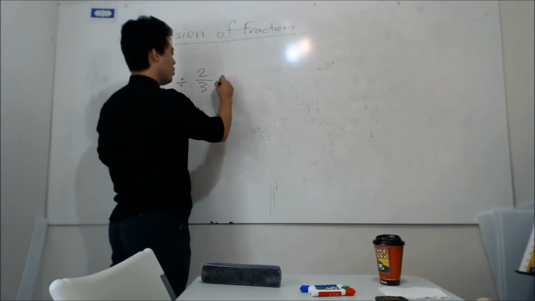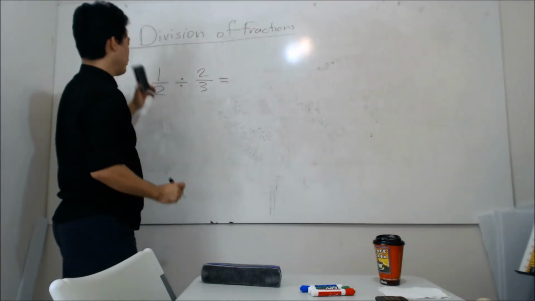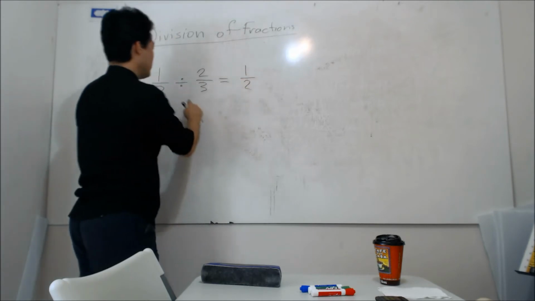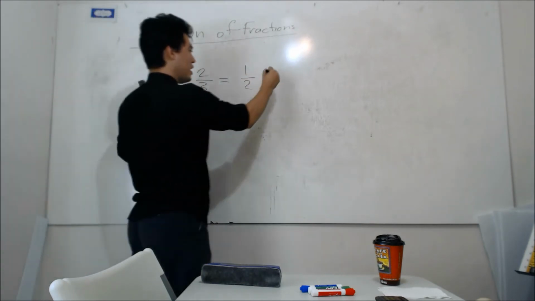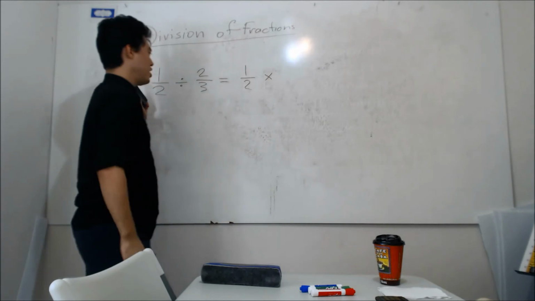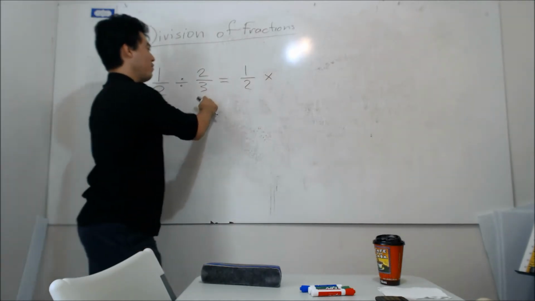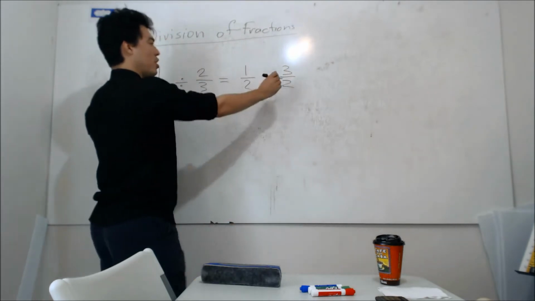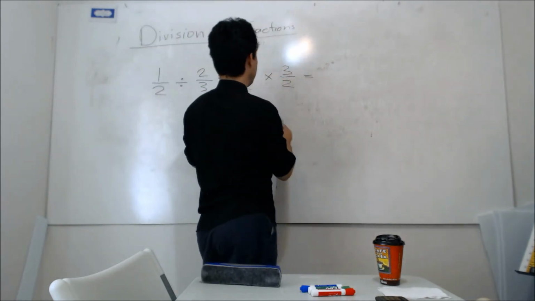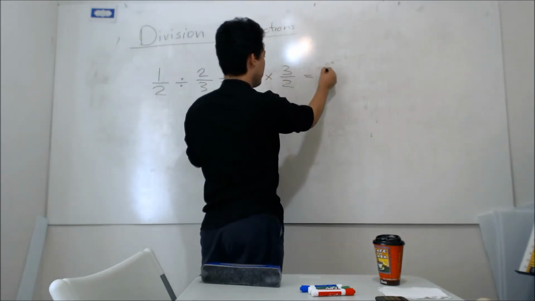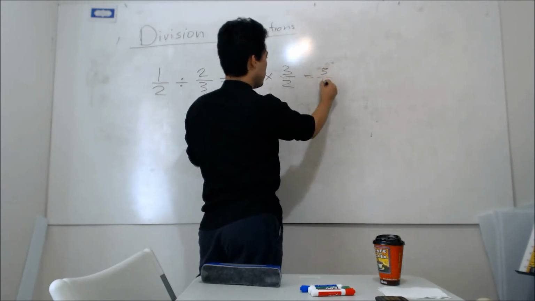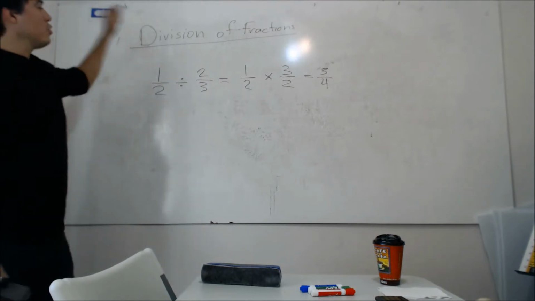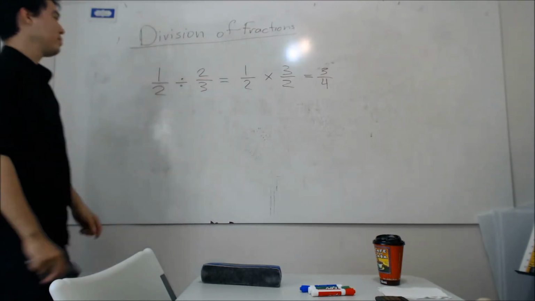This is going to equal this fraction, which is going to stay the same, the 1/2. This division sign is going to be a multiplication sign now. I'm going to change it to multiplication, and I'm going to take the reciprocal of this fraction, 3/2. And then I just take this product, and that's the answer. So in other words, 1 times 3 is 3, and 2 times 2 is 4. So now we can say that 1/2 divided by 2/3 is 3/4.